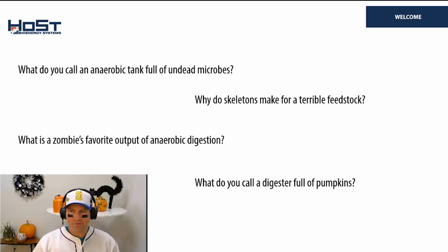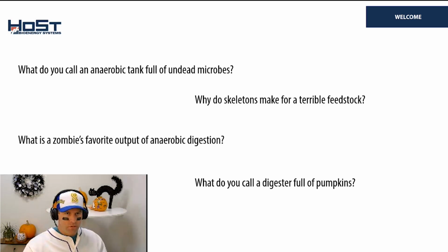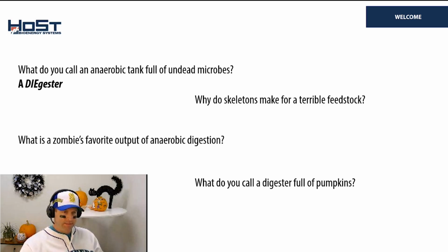I've got some quick icebreakers for everybody. Some jokes. I came up with these, so you can judge the quality yourself. What do you call an anaerobic tank full of undead microbes? Give you a second here. This one's pretty easy. The answer is right there. It's a digester. Easy. Okay. Why do skeletons make for a terrible feedstock? Don't overthink it. It's because they're all bones, no volatile solids.